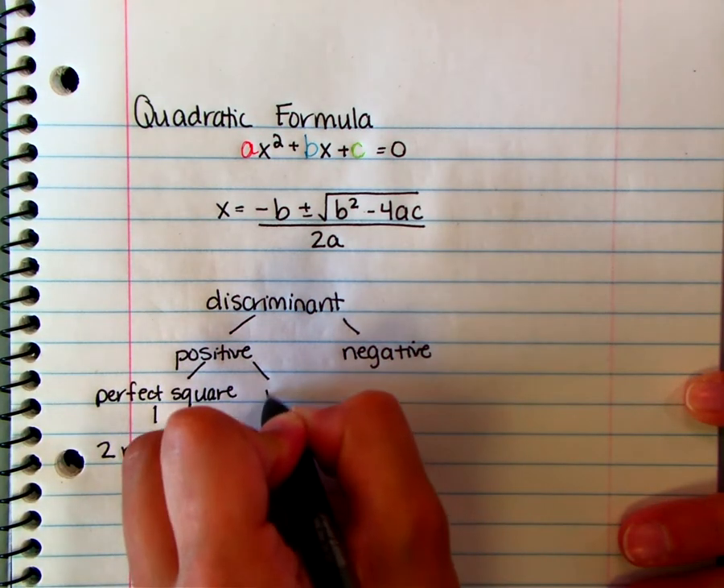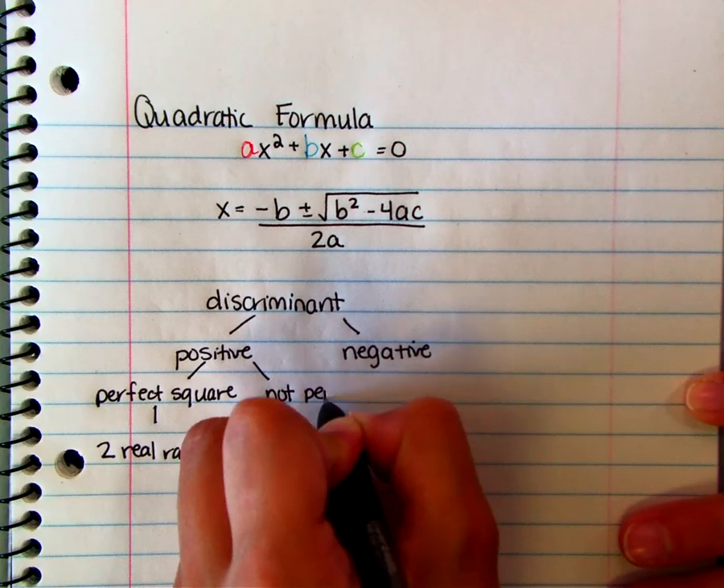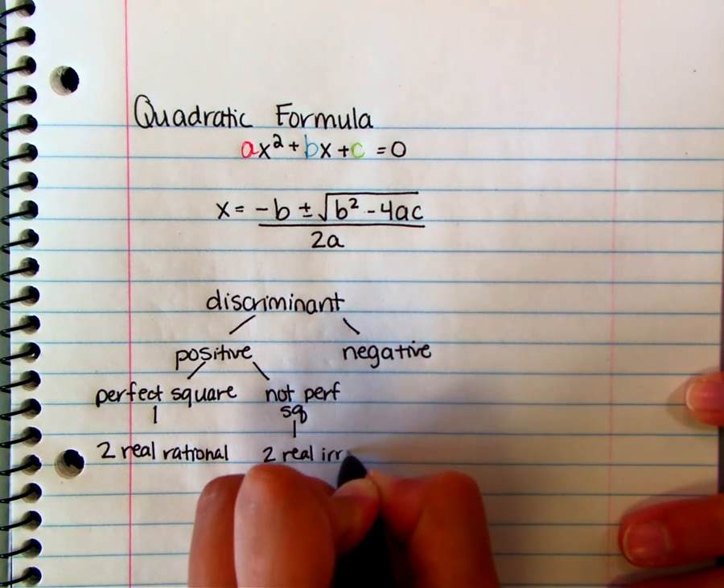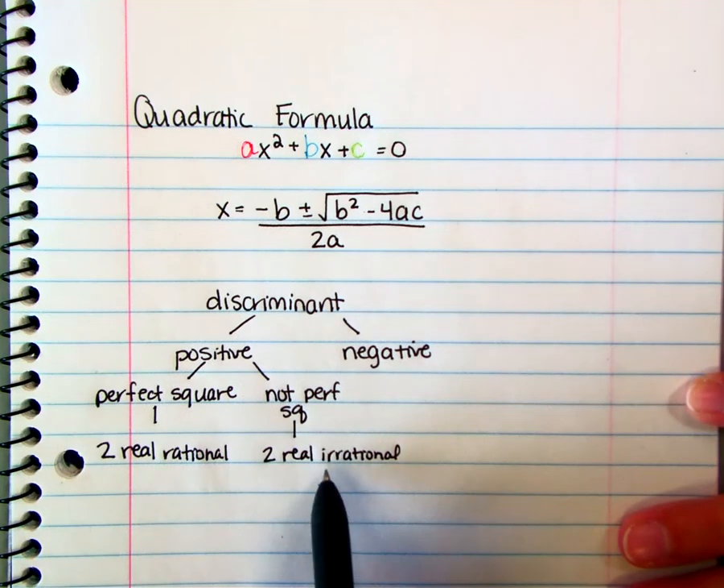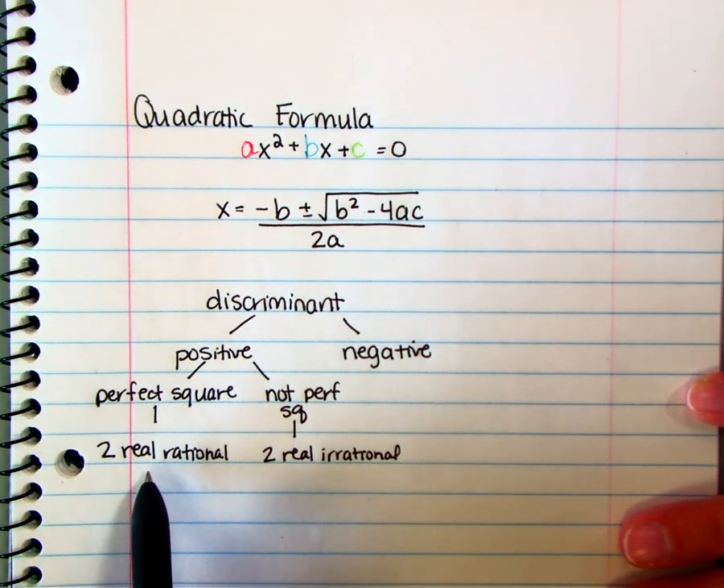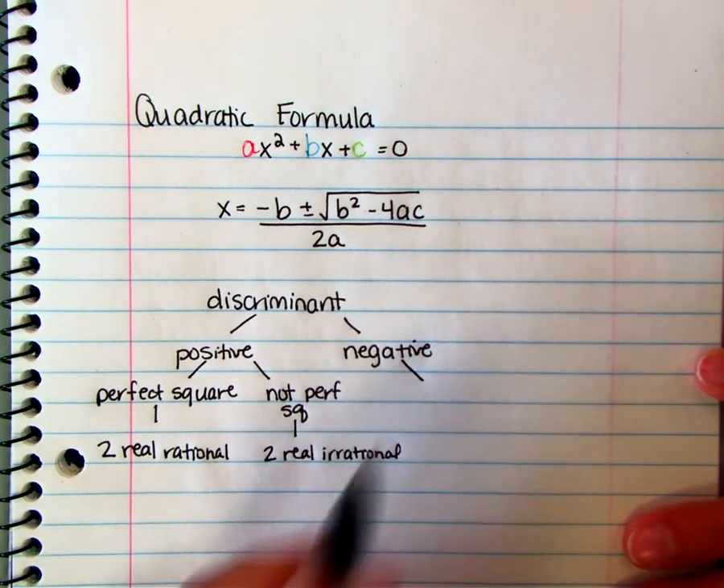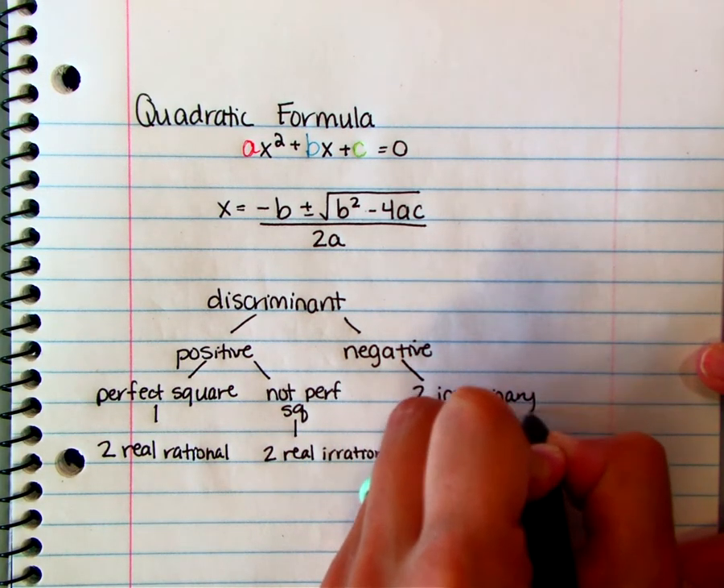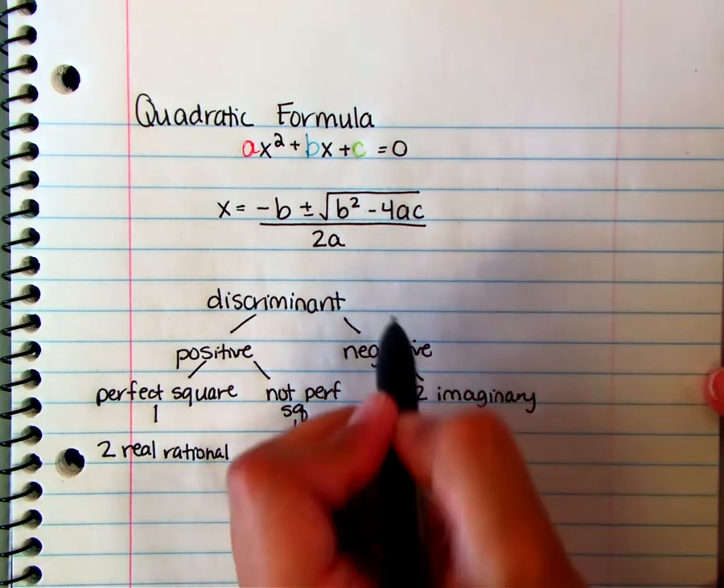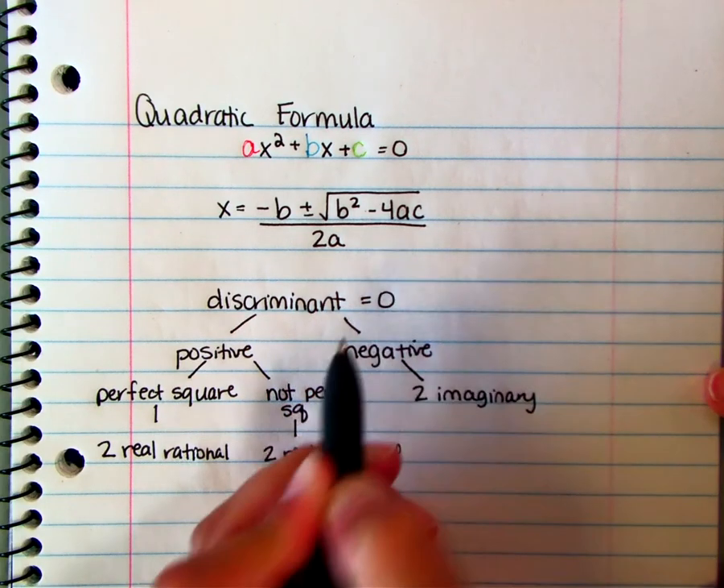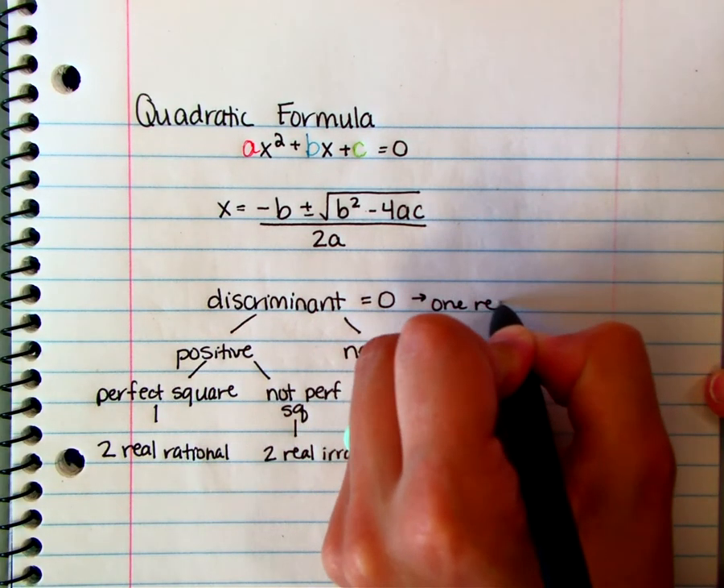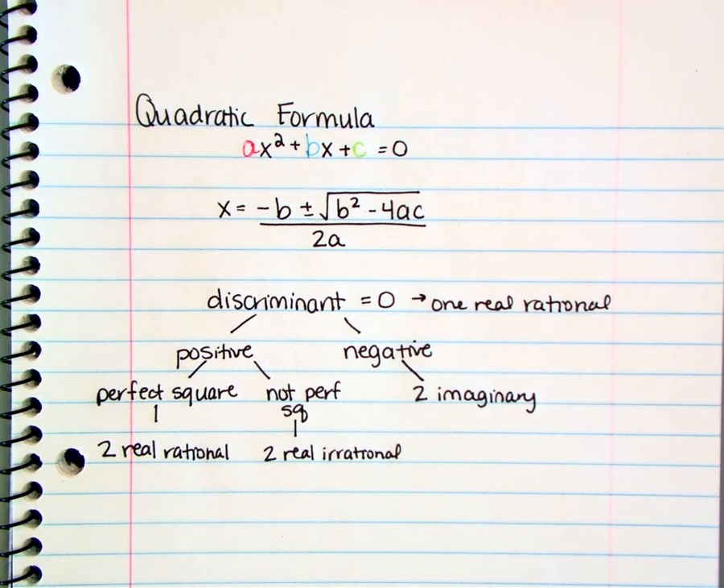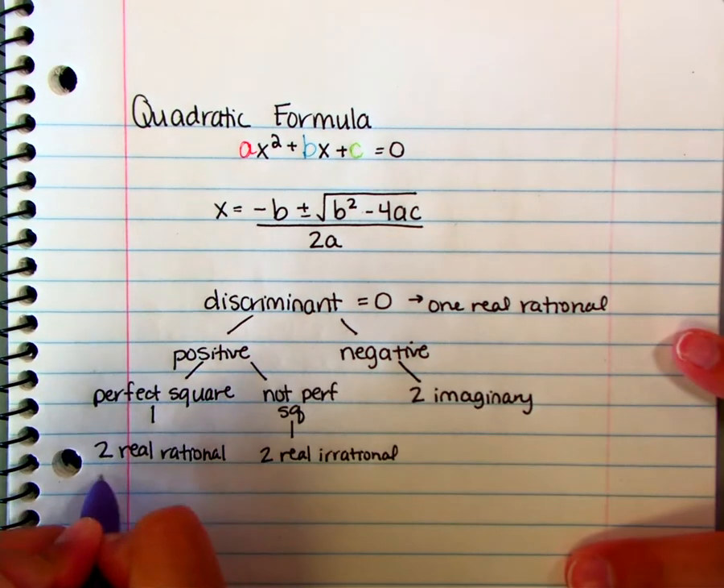If it's positive and not a perfect square, then you're going to have 2 real irrational. That just means this is going to be a decimal, the irrational, and the rational is going to be a whole number. If it's negative, then you get 2 imaginary roots. And then you really have one other option. If your discriminant equals 0, then you have 1 real rational. So you've got a couple of different options there.